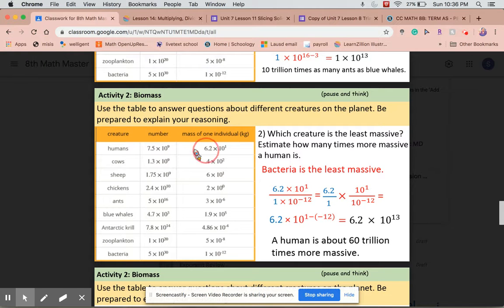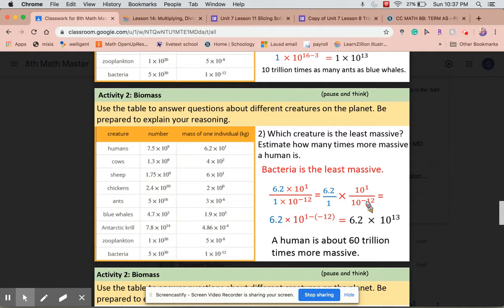Oh, the human, right? Because what did it say first? The human. And then what's at the bottom? 1 times 10 to the power of -12. What do you think that is? Oh, if you go down here, bacteria. So remember, you separated. You do this rule. 6.2 divided by 1 is just 6.2. Okay, 1 take away -12.